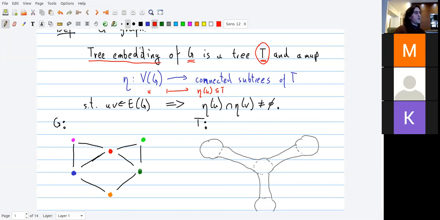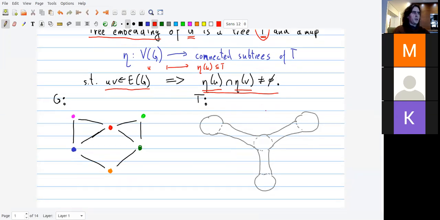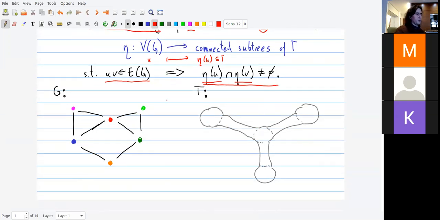And the rule is that whenever I have an interaction between two vertices in the graph, in the sense that they're connected by an edge, I should have an interaction between their images in the tree, in the sense that when I look at the image of one of them and the image of the second, they should non-trivially intersect, right? So let's see this on an example, because this might be a dry definition so far.